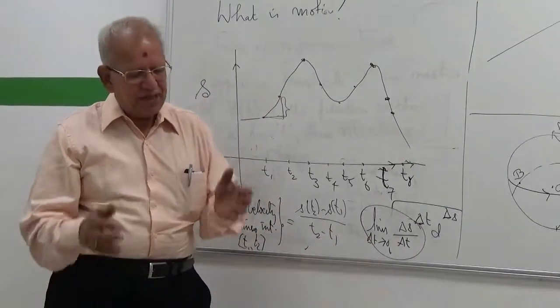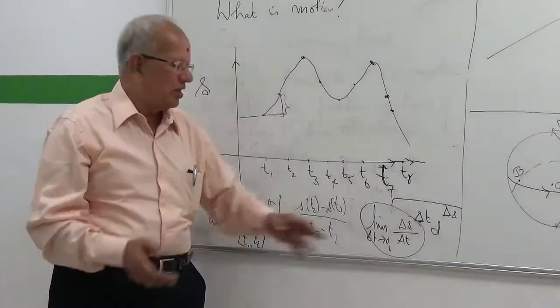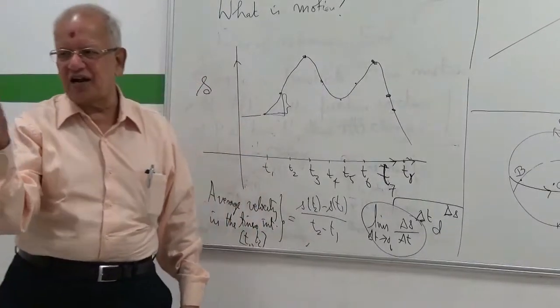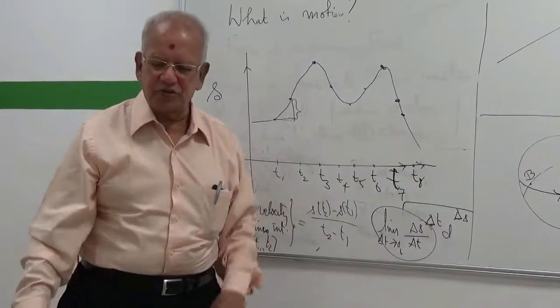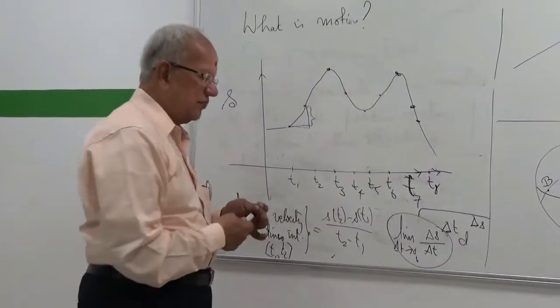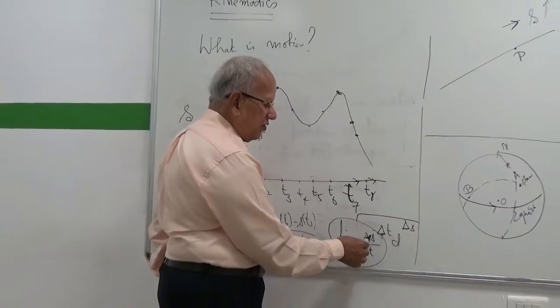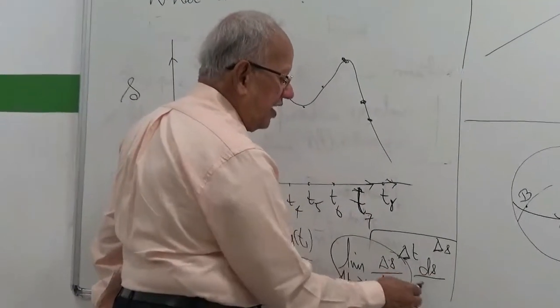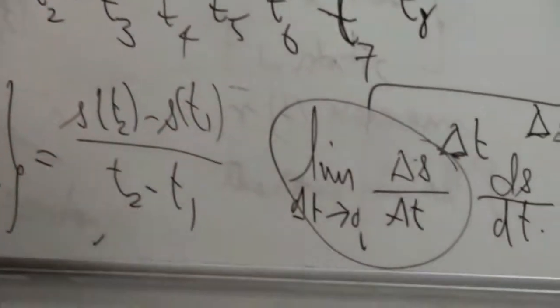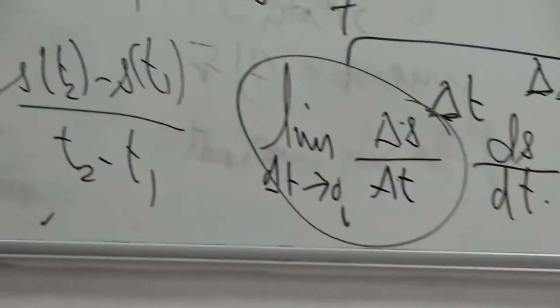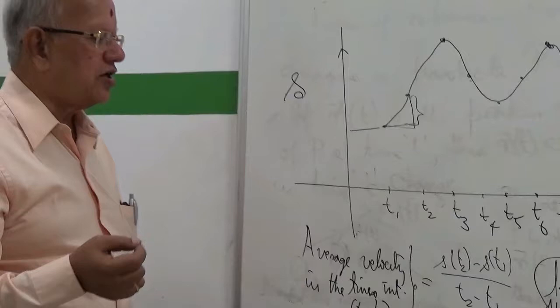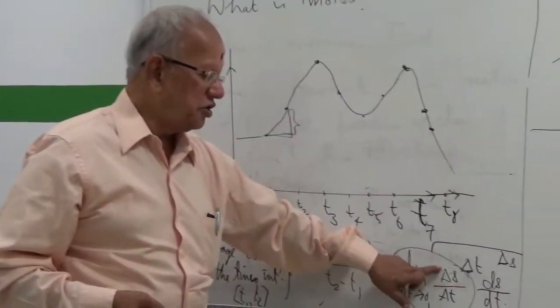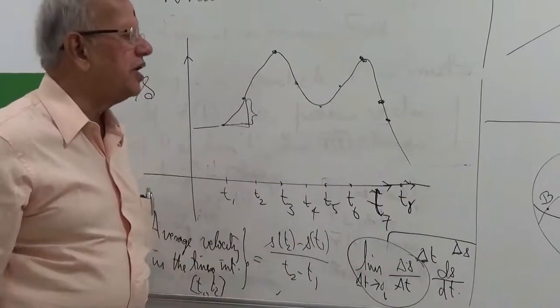So keep delta t smaller, smaller, smaller. Every time you look at the ratio, and if the ratio stays around something as delta t tends to 0, that we call the limit. And students who have done some calculus, this we call the derivative of s with respect to t, and we write it as ds by dt. So that is what the instantaneous speed or instantaneous velocity means. The instantaneous velocity is the limit of this ratio.